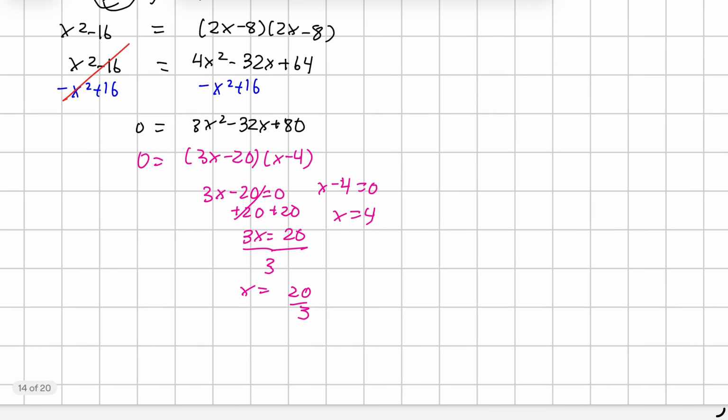So we have to have that x has to be greater than 4, correct, for our domain. So 20 divided by 3 is greater than 4, but x is equal to 4 is not greater than 4. So this is invalid. Our only solution is going to be x is equal to 20 over 3.